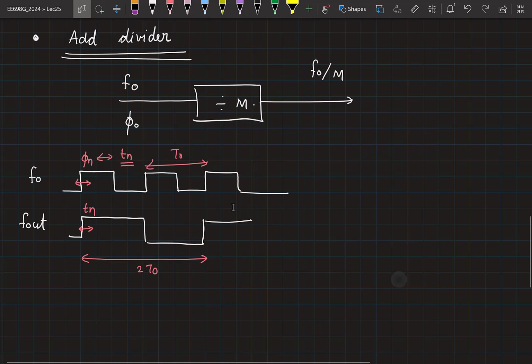Can you quickly calculate what is the output phase noise at this edge? Is it same as phi n, or is it something else? It is half? 2 times? So I got 2 answers. 2 times, half? Only possible solution is it remains the same. So is anyone suggesting that?